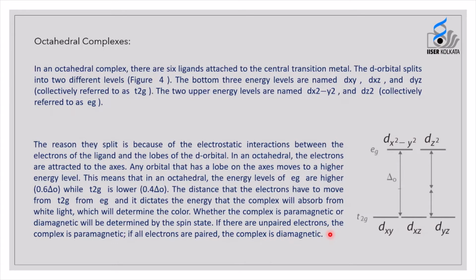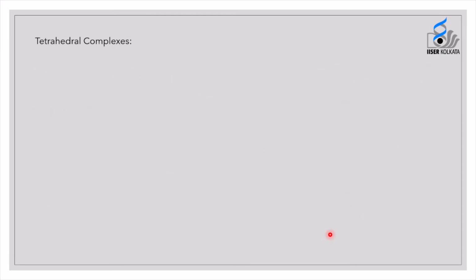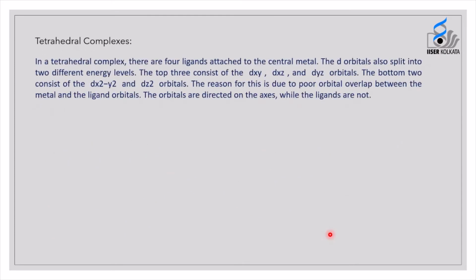So let's move to tetrahedral complexes. In a tetrahedral complex, there are four ligands attached to the central metal, because that's how the tetrahedral geometry looks. There is the central point and four vertices, and the four vertices are four ligands. The d orbitals also split into two different energy levels.